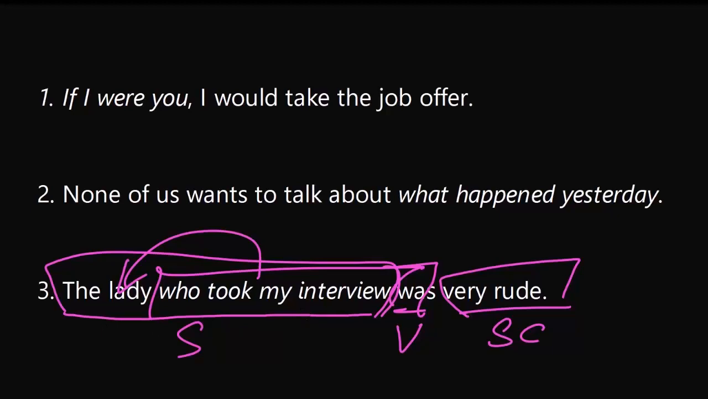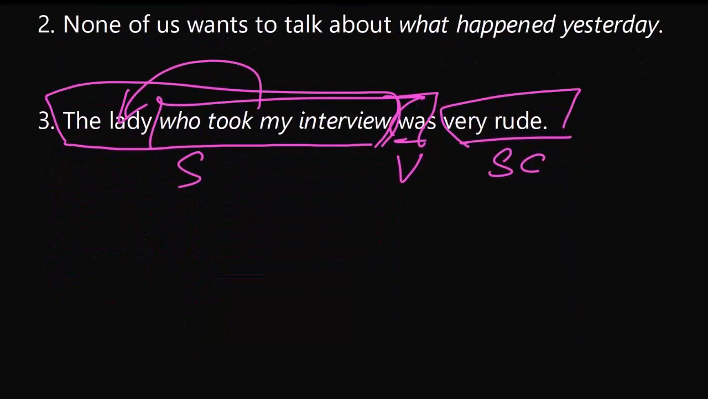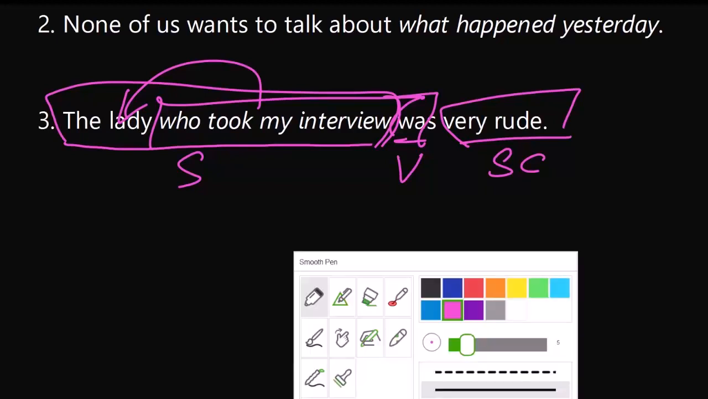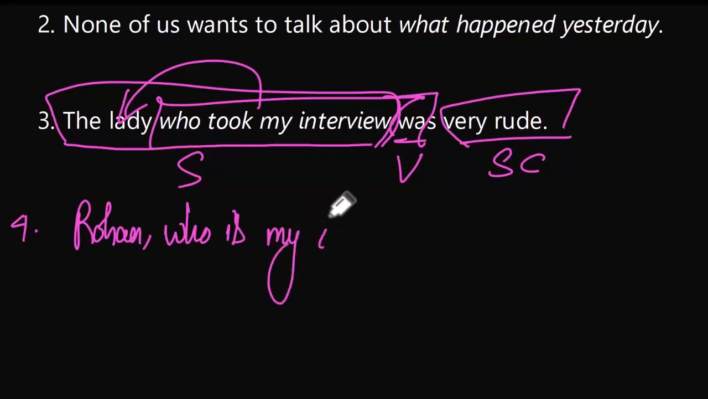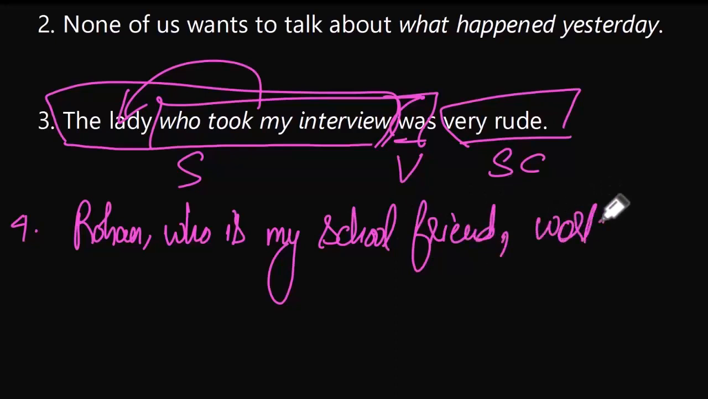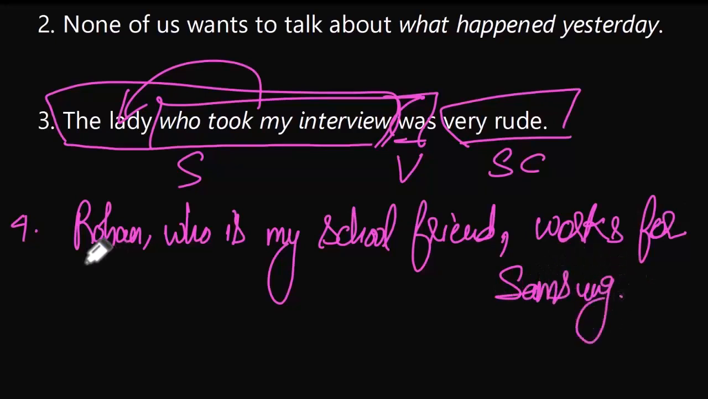Let me also teach you one thing. If the dependent clause works as an adjective but gives non-essential information, we use commas to offset it. Let me give you an example. Let's say example number 4. Rohan, who is my school friend, works for Samsung. So see, this is just a sentence.